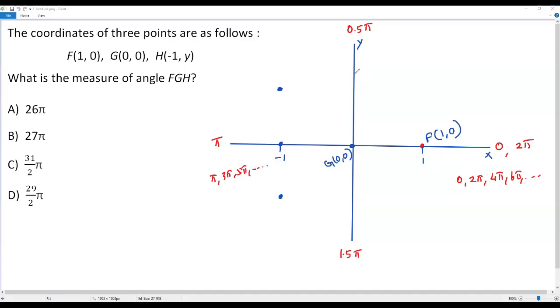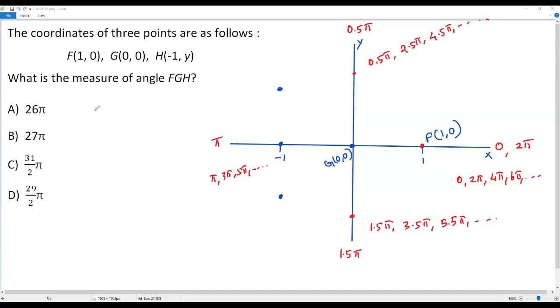And here, on the positive side of y-axis, I'm getting 0.5 pi, then 2.5 pi, then we get 4.5 pi. In this way, I'll be getting. And on the negative side of y-axis, I'll be getting 1.5 pi, 3.5 pi, 5.5 pi. In this way, I'm getting angle measures. So on the positive side of y-axis, I am getting an even number plus 0.5. On the negative side of y-axis, I am getting an odd number plus 0.5, that is 1.5, 3.5, odd number 0.5.